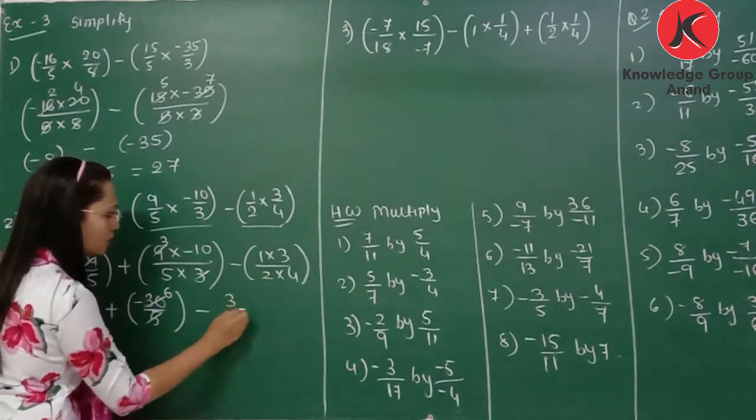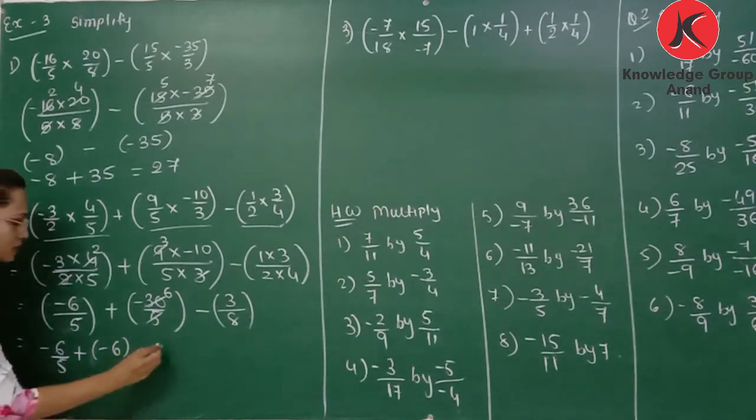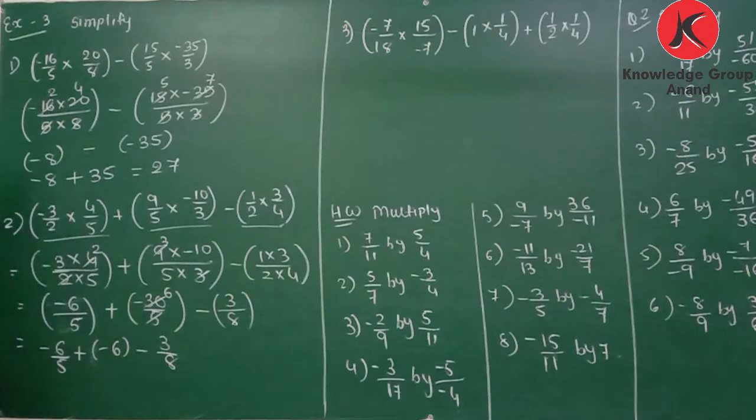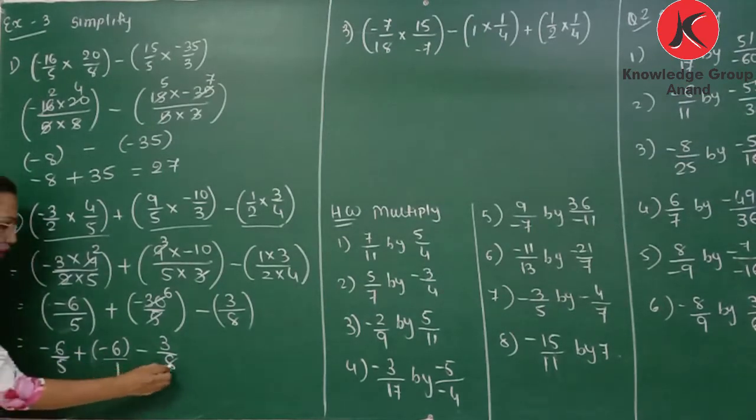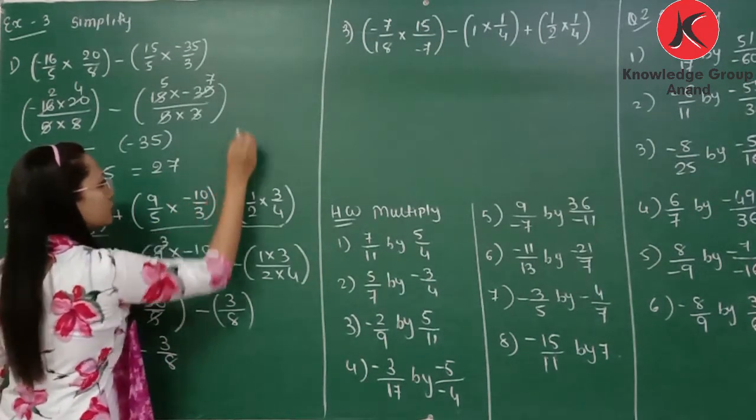Here we have 3 by 8. Clear? So what we have? Minus 6 by 5 plus minus 6 is there, minus 3 by 8. Now we need to take the LCM. Here the denominator is 1. So LCM of 5 and 8 and 1. So LCM gives 40.